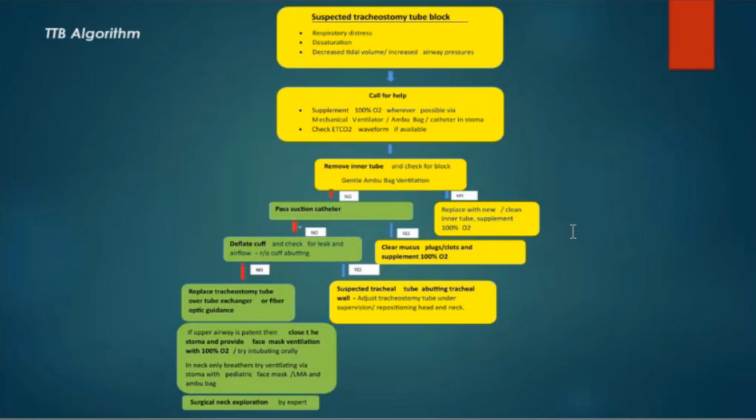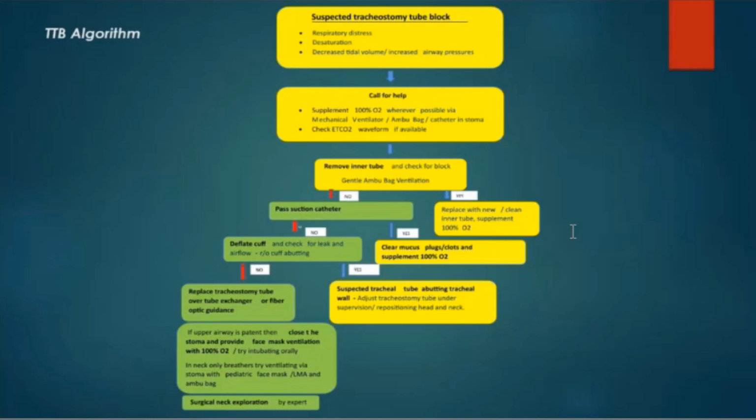Supplement with 100% oxygen, as you mentioned. And in the ICU, always ask for an ETCO2, end-tidal carbon dioxide, to look at where the tube is and how much ventilation there is. Remove the inner cannula if there is one, especially in the wards. In the ICU, we don't have the inner cannula, and try to pass the suction catheter. If you're able to pass the suction catheter, the tube is patent. Just ventilate, clear out more secretions, and see if there's any problem like pneumothorax. Look for other causes.